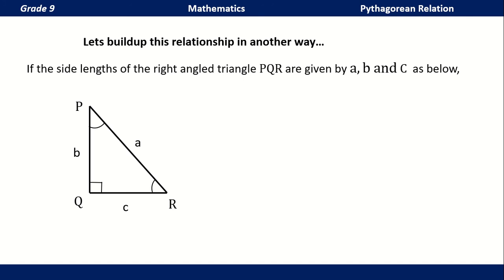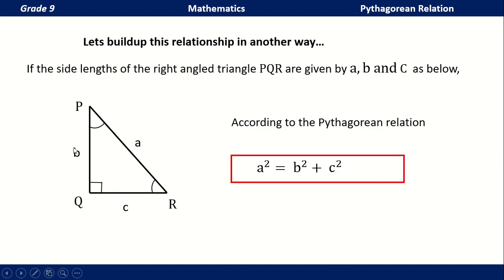Now you may see that there's a right angle triangle with side lengths A, B and C. You know that according to the Pythagorean relation, the area of the square drawn on the hypotenuse should be equal to the areas of the squares drawn on the other two sides. So we can write here the area of the square drawn on the hypotenuse as A squared, and the areas of the squares drawn on the other two sides as B squared and C squared. So we can write the Pythagorean relation as here: A squared equals B squared plus C squared.